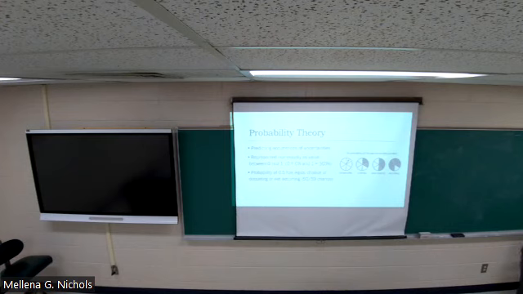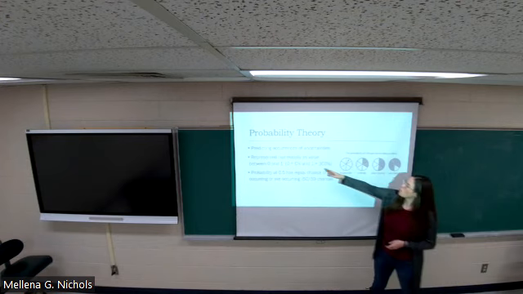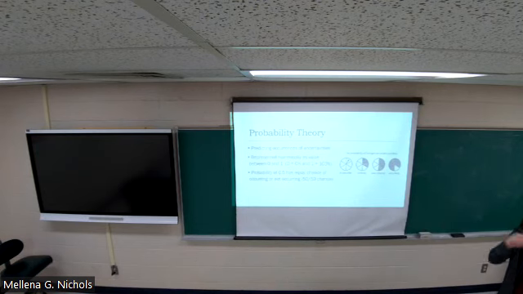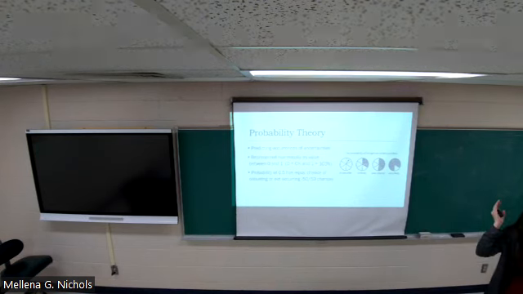So never going to happen. 0 is the lowest you can go, and nothing more than 100% or than 1, because 1 equals 100% chance that it's going to happen. But there is an infinite level of possibility between 0 and 1.